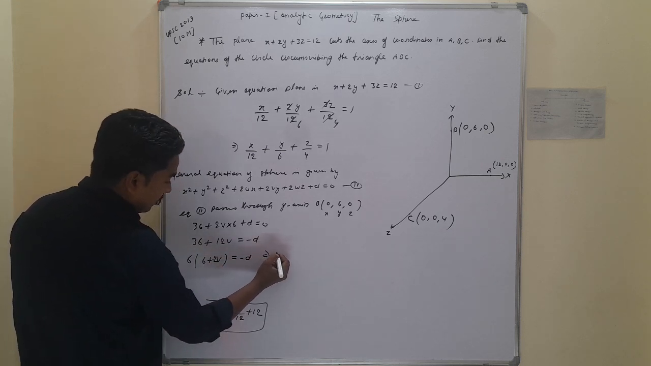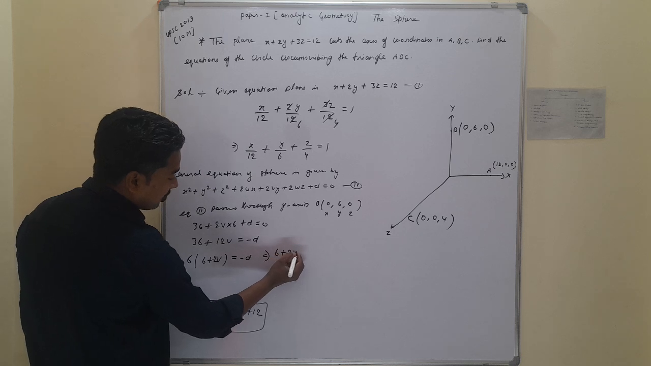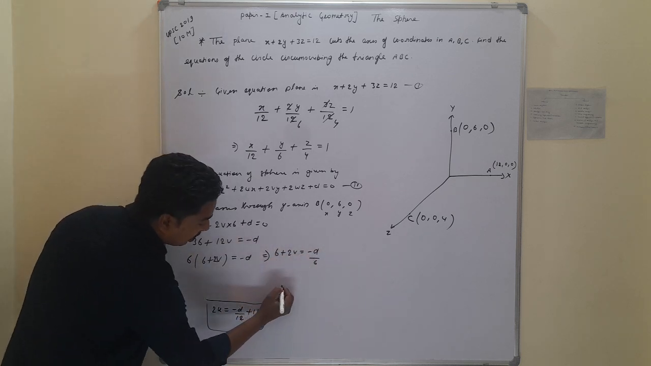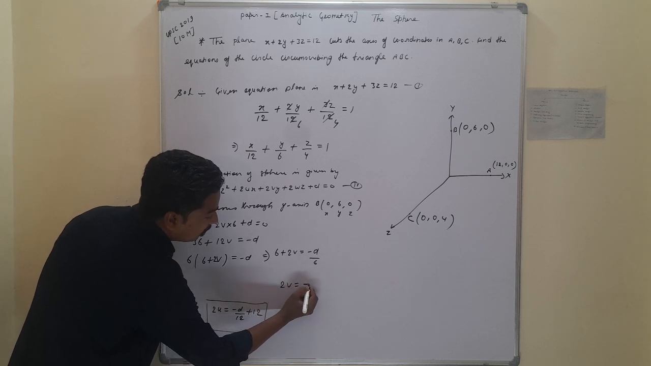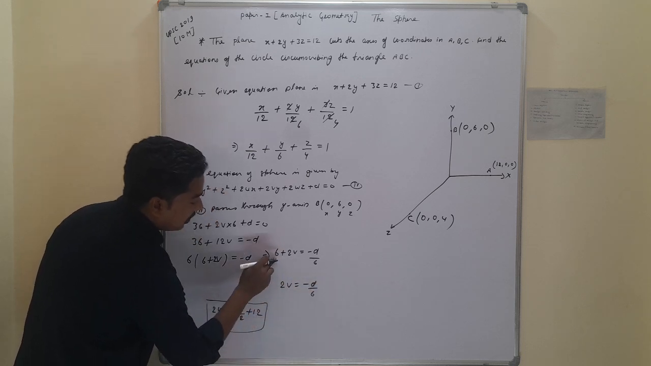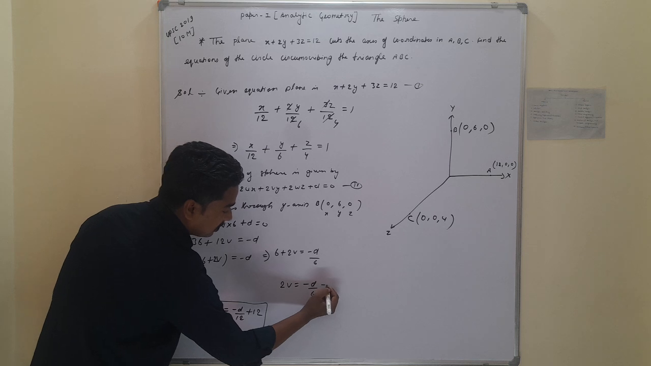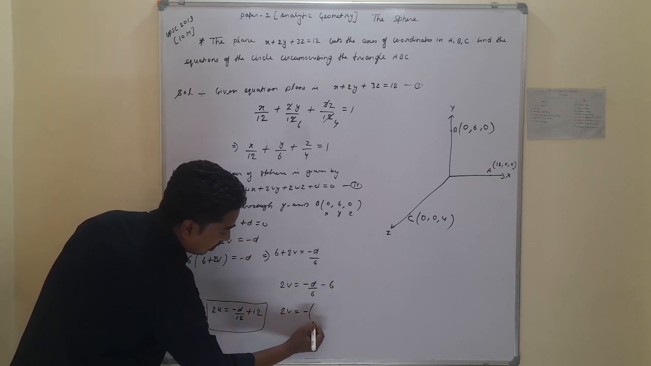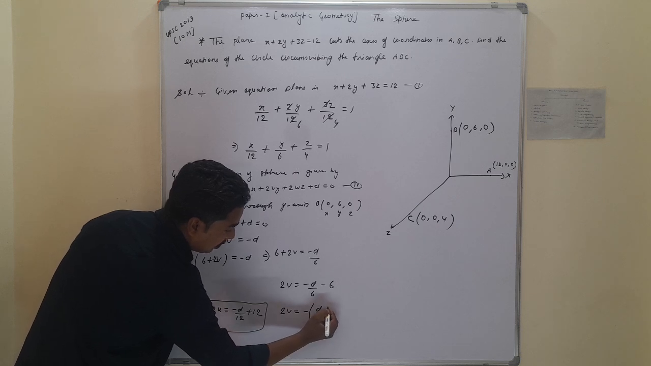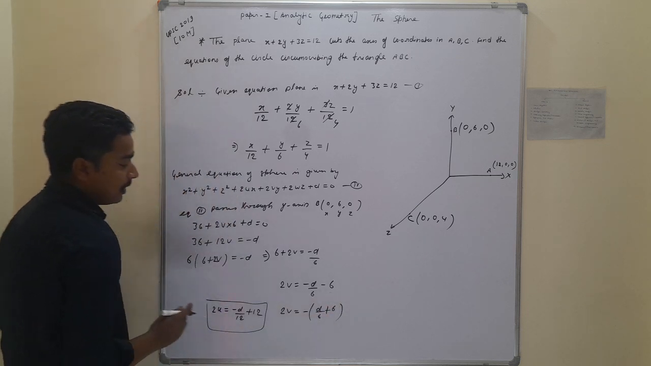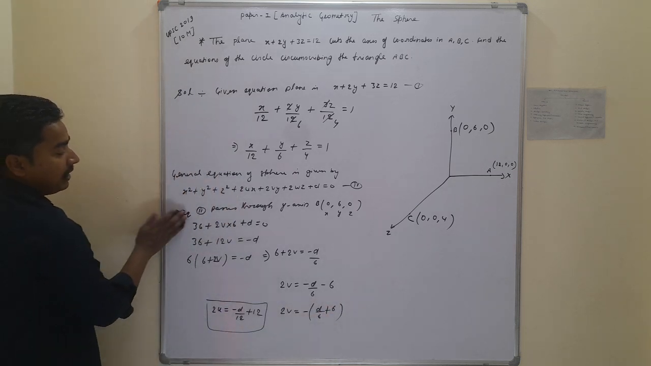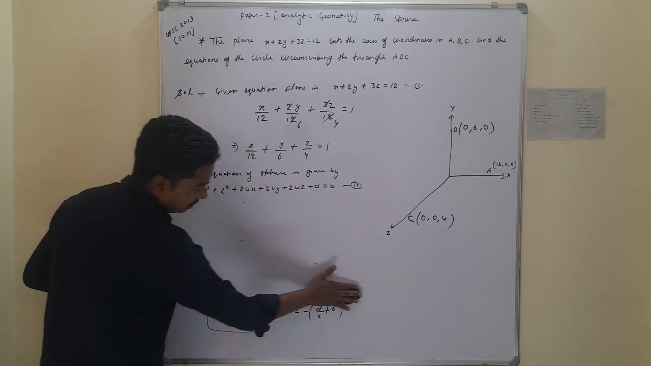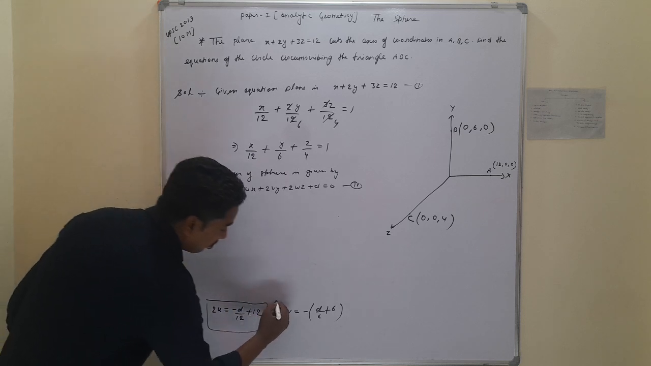From here we get 6 plus 2v is equal to minus d upon 6, and so the value of 2v is equal to minus d upon 6 minus 6. Taking minus common, we can also write 2v is equal to minus (d by 6 plus 6). This is the value of v. Similarly, it passes through the z axis.